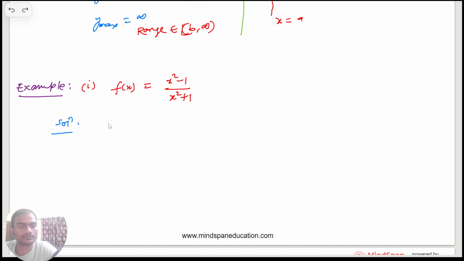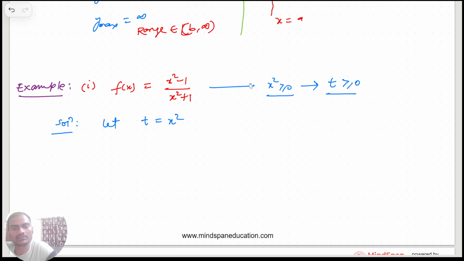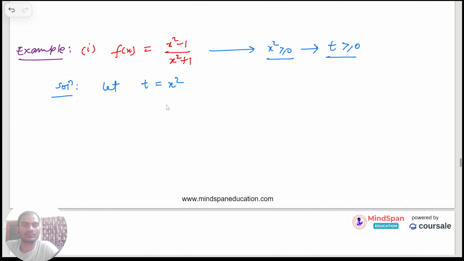Let t equal to x square. If we assume t equal to x square, we are going to replace this. Then we get a condition here, that since x square always remains greater than or equal to 0, this will give us t greater than or equal to 0 always. Don't forget this. We are going to use this property later on.